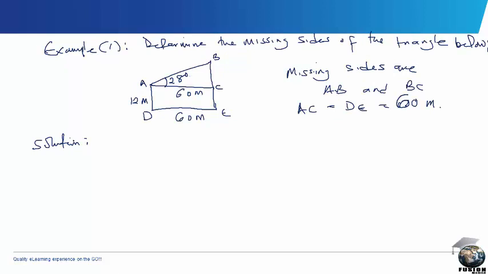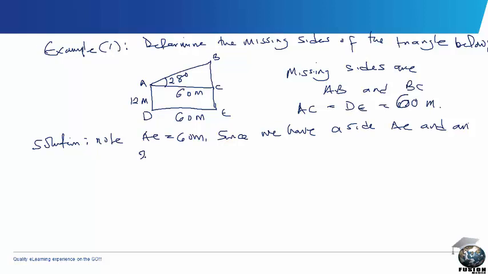So solution, just like I've said, note that AC is equal to 60 meters, and it is because AC is equal to DE. Okay, and since we have a side, and the side we have there is AC, and an angle that is 28 degrees, we can easily determine the missing sides. Okay, you can determine the missing sides AB and BC.